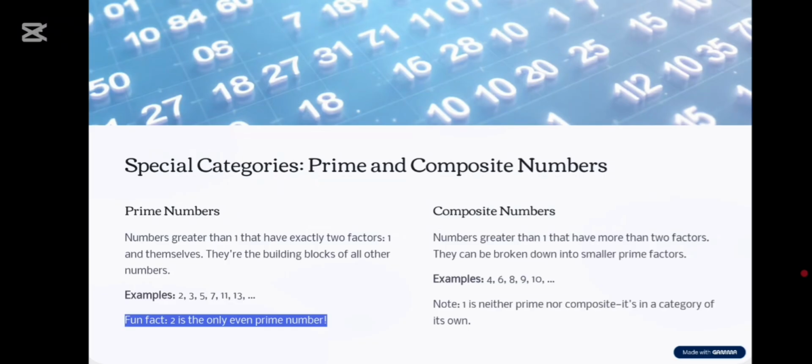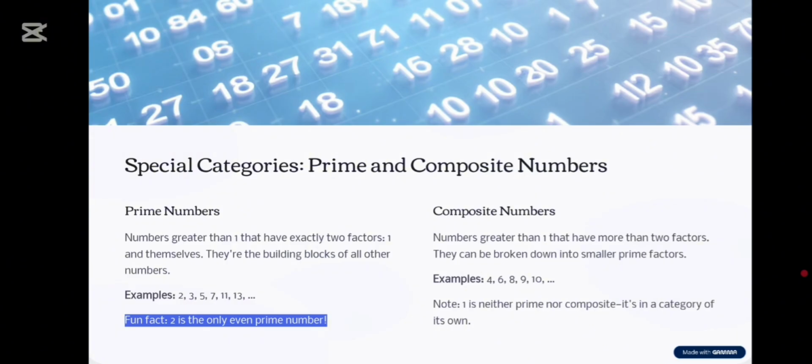Let's continue. Now, special categories: prime and composite numbers. Someone might confuse prime numbers with odd numbers, so get the difference, please. Prime numbers are numbers greater than 1 that have exactly 2 factors, 1 and themselves. They are the building blocks of all other numbers. Prime numbers only have 2 factors, which are 1 and the number itself.